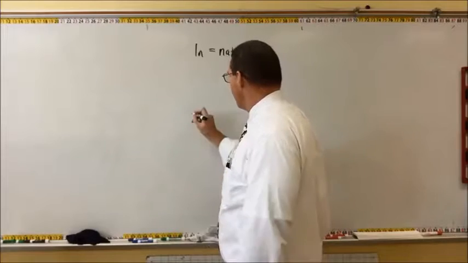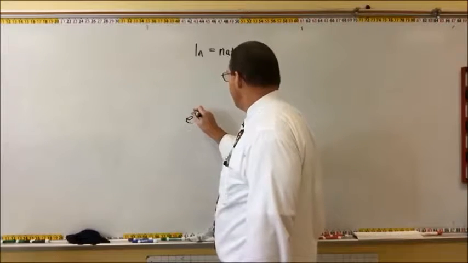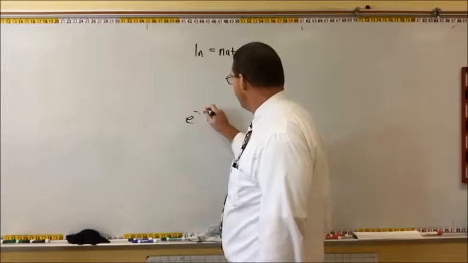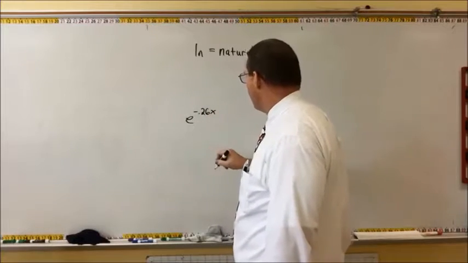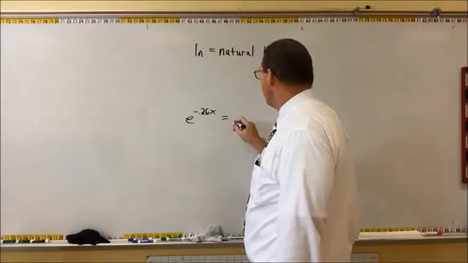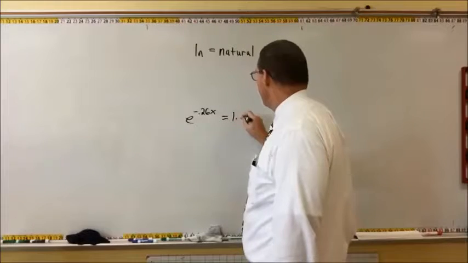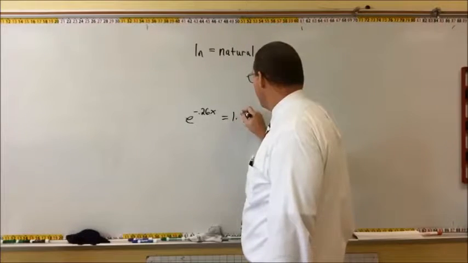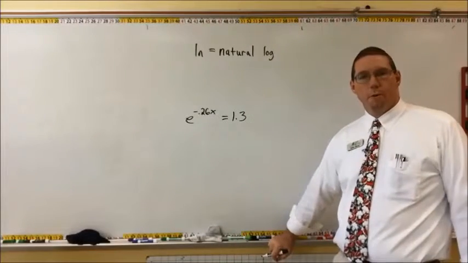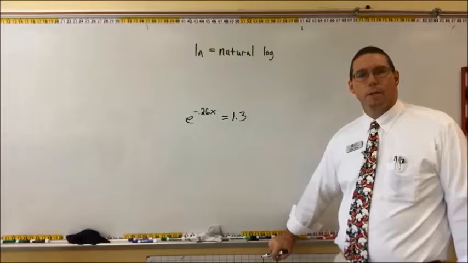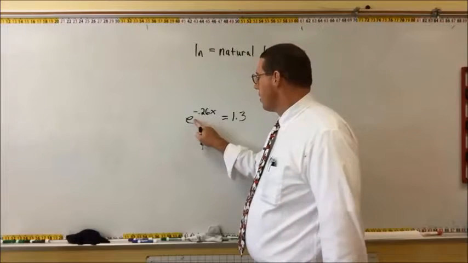Okay? So let's say that we have e to the negative 0.26x power is equal to 1.3. All right? Why don't you pause the video and see if you can figure this one out on your own. All right? So how are we going to cancel this exponential base?